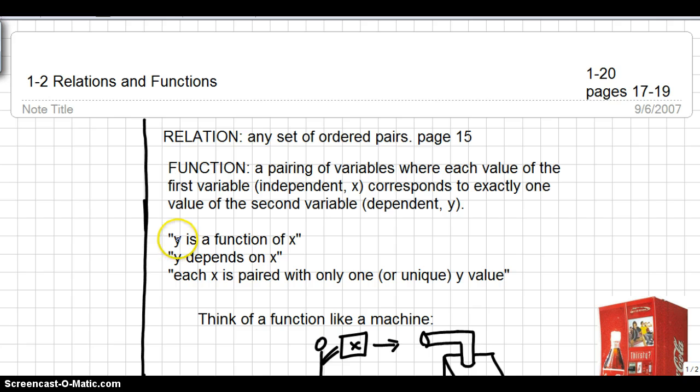Typically, the book will ask you the question, is y a function of x? And the way that I have kids handle that is to replace the word function with depend. Does y depend on x? And then to answer that question, you'd want to remember the definition of function. Is each x paired with only one, or a unique, y value? We'll look at some examples today to help us be able to answer that question.